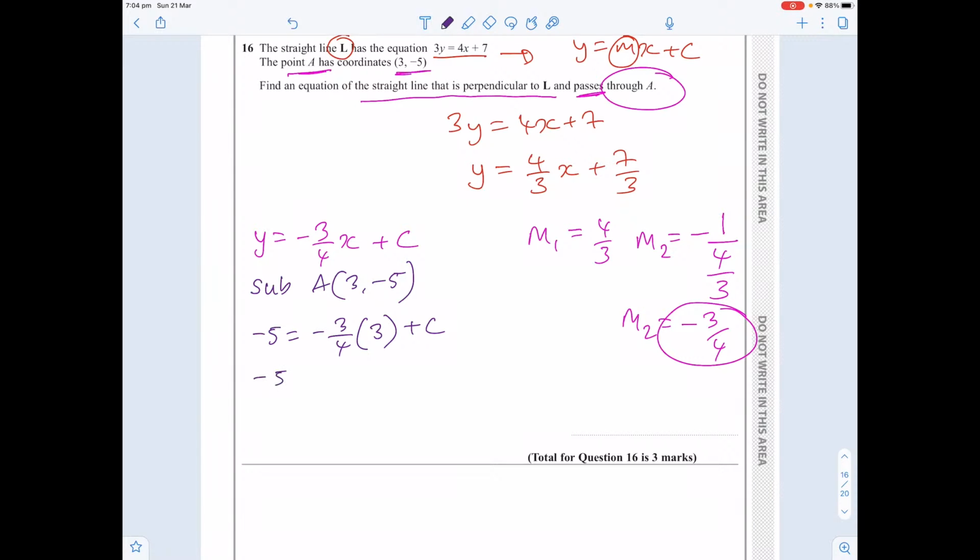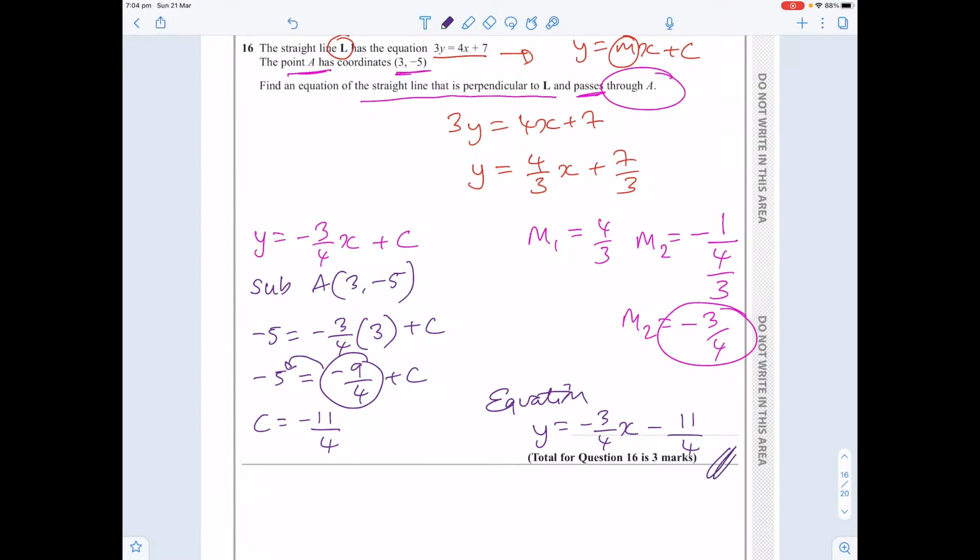Okay, so you have minus 5 is equal to minus 9 over 4 plus c. And if you take the minus 9 over 4 over to this side, you should get c is equal to minus 11 over 4. So the full equation is y is equal to minus 3 over 4 x minus 11 over 4. And that is the equation of the straight line that is perpendicular to L and passes through A.